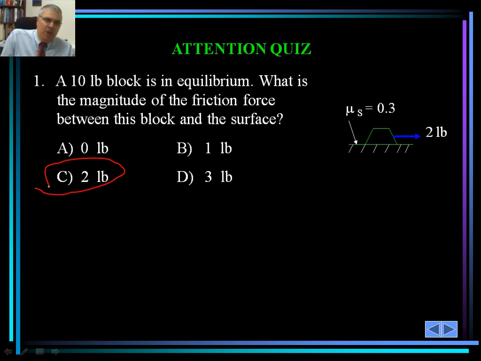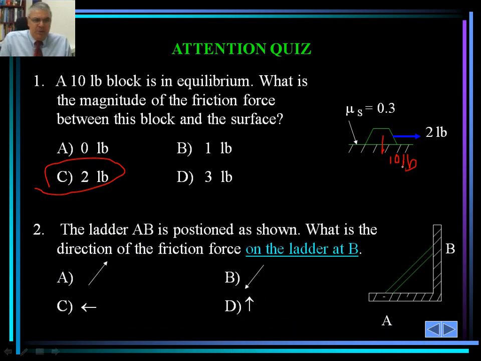It's a 10-pound block in equilibrium. So that is 10 pounds. This is the best I can do in showing the pound here with the mouse. So we simply do the calculations, and you can easily calculate what would be the magnitude of the friction force between the block and the surface. So try that, and you should have C as 2 pounds.